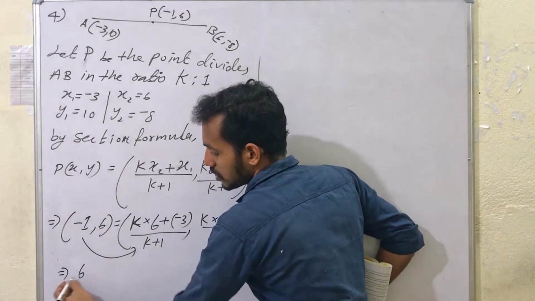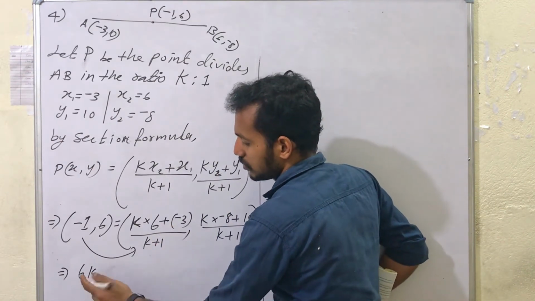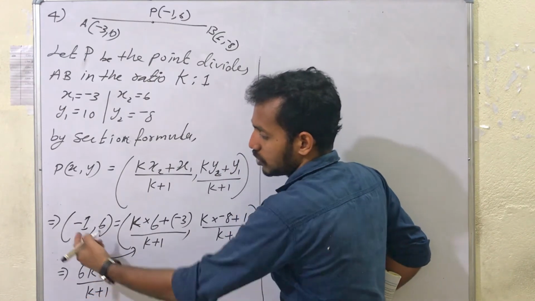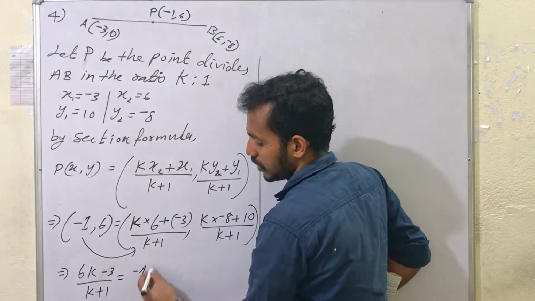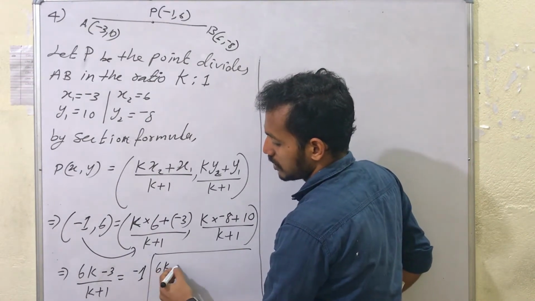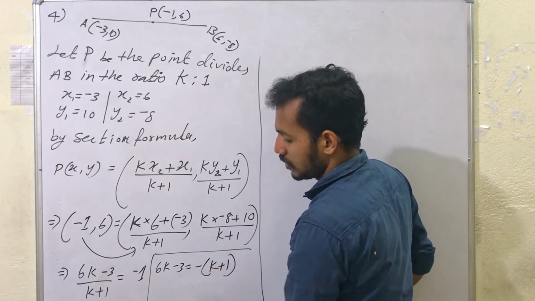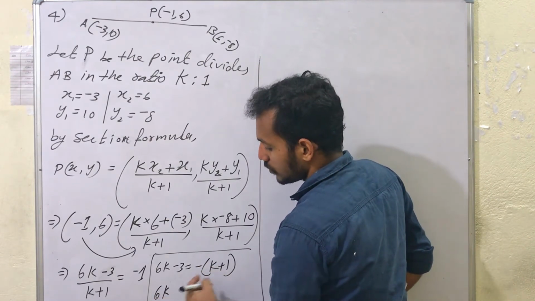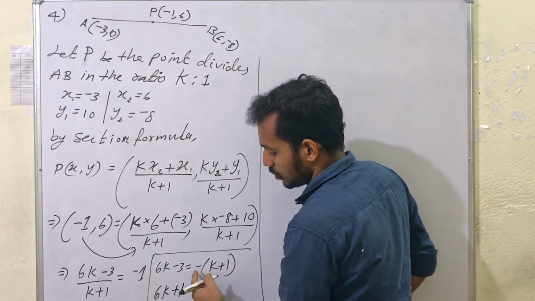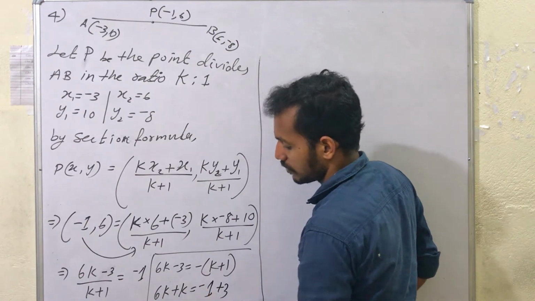6k minus 3 divided by k plus 1, which is equal to minus 1. Okay. Now this k plus 1, take it to the right side, what will you get? 6k minus 3 is equal to minus k plus 1. The minus k is taken to the left, so it will be plus k, which is equal to minus 1 here, then minus 3 will become plus 3.